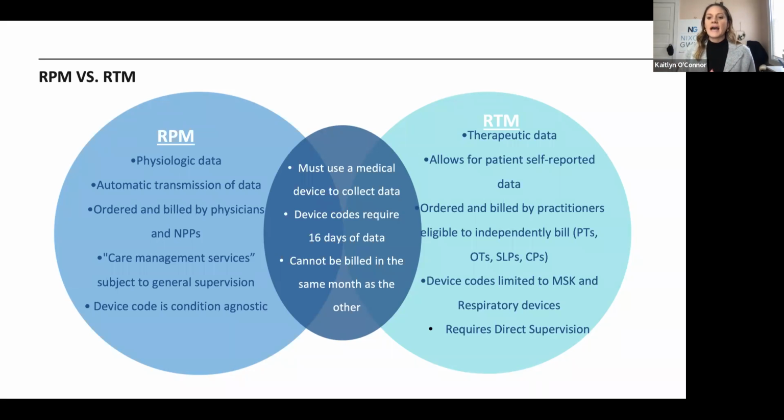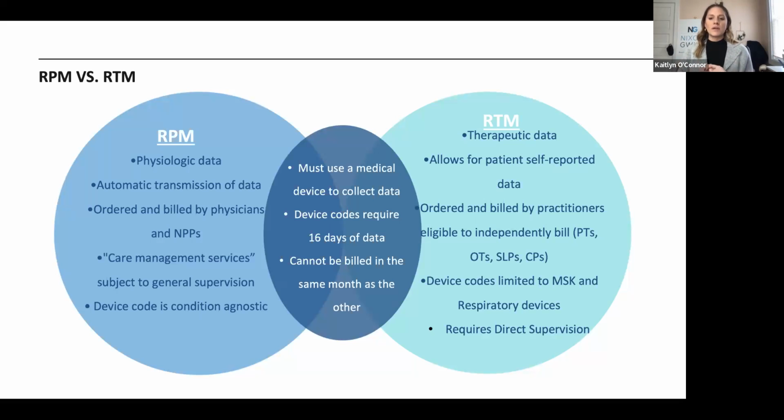The last thing that Carrie touched on a little bit before is the limitation of the device codes for RTM that are, again, limited to musculoskeletal and respiratory devices. I hope in the future there will be an expansion of this as well, because as we talked about, it's unfortunate where there are many use cases that might be outside of the MSK or respiratory context that would be very valuable to patients. Those devices, unfortunately, right now would not be reimbursed under the RTM device codes.